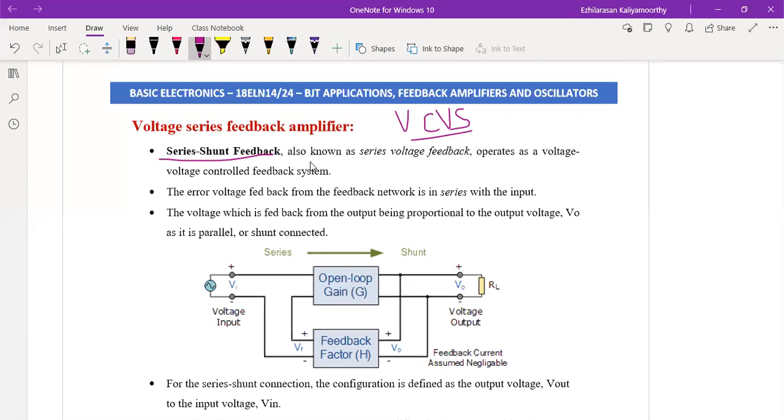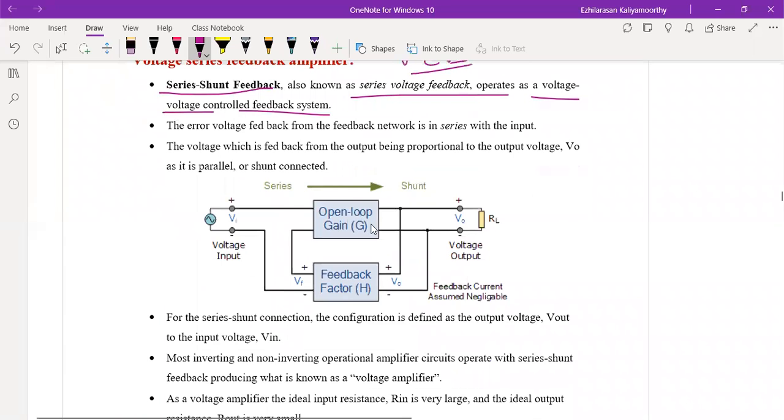The series shunt feedback, also known as series voltage feedback, operates as a voltage controlled feedback system. Here the error voltage, in the sense the output feedback from the feedback network, is in series. Both are in series connection. You can see this connection is a series connection with the input. The voltage which is fed back from the output is proportional to the output voltage V naught, as it is parallel or shunt connected. See, this is shunt. This is parallel we are taking. Then this is connected over there.